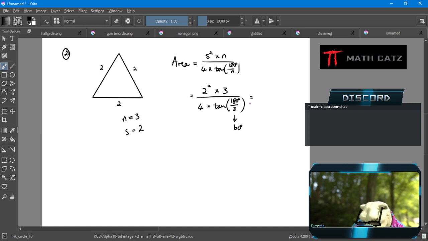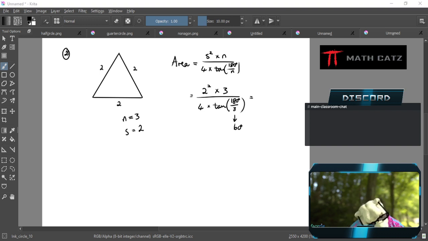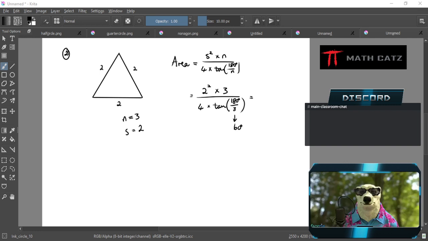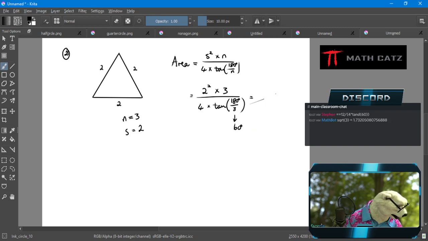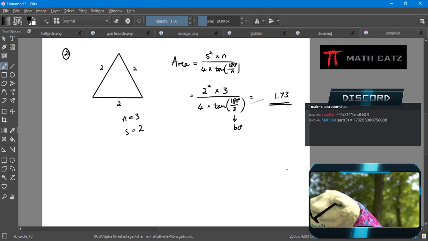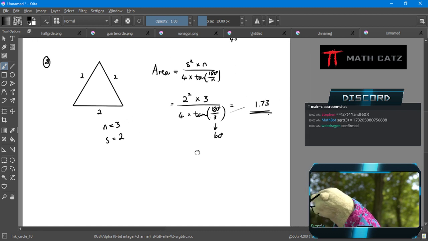So let's try whatever calculator you are working with. Let's try it again. So it's going to be 2 squared, which I could just put in as a 4, and I could simplify the top just as a 12, but you don't have to. Divided by, I'll put it in brackets, 4 times tan, and I get 1.73. Can anyone confirm the 1.73 with their own calculator? Yep, that's correct. Okay, good.